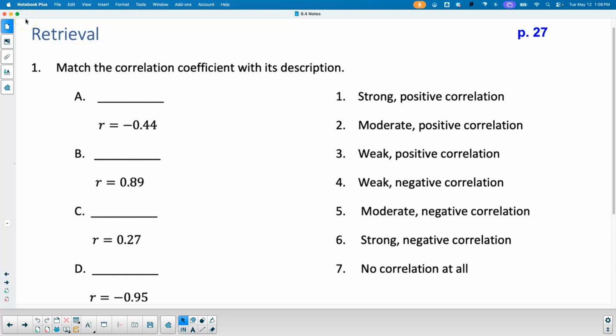First one, A, an R value of negative 0.44. We got scripts: weak negative. Do you agree with weak negative? I'd go moderate negative because it's closer to negative 0.5, right? Yeah, I'd go a moderate negative there.